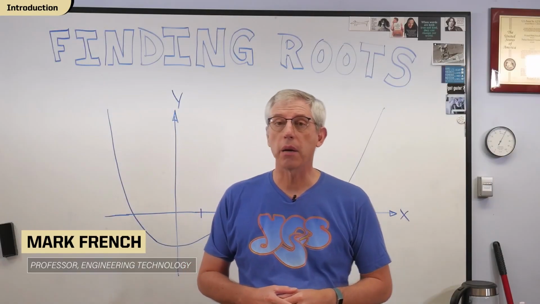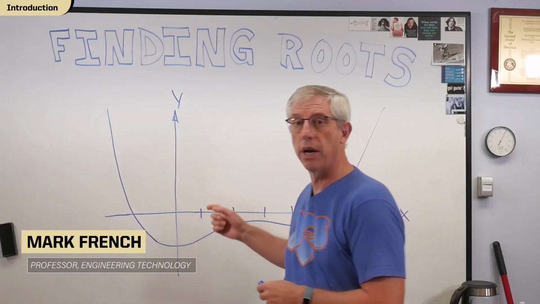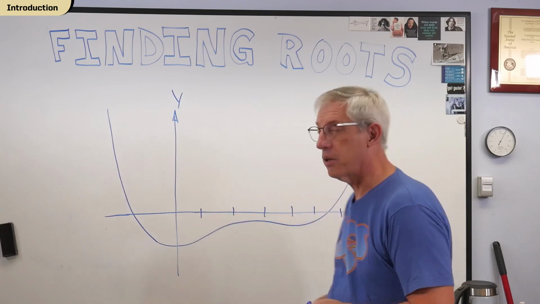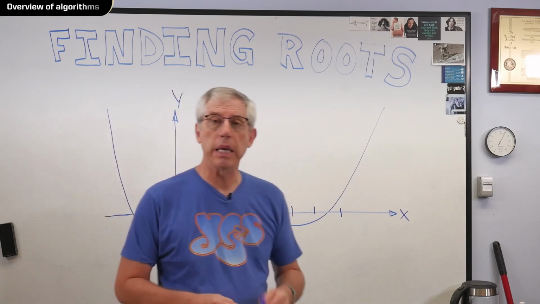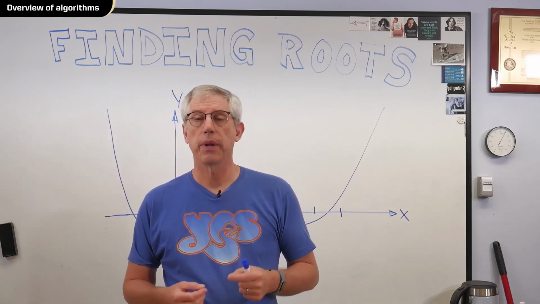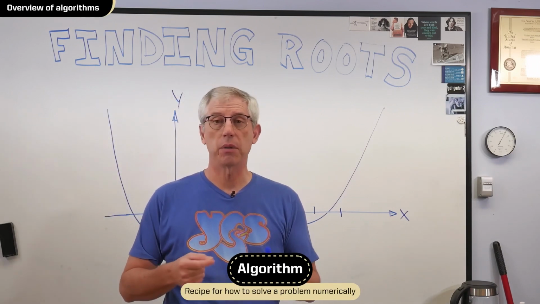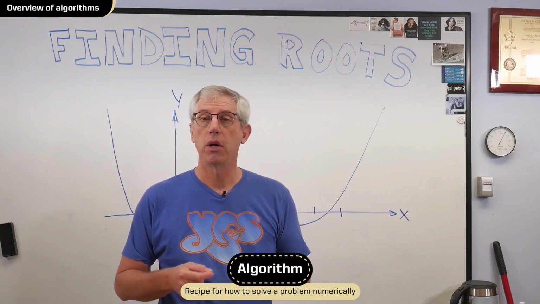Okay, here we are back at my board, and I've got the function sketched out here. I've also got some tick marks on the x-axis. I'll get out of my way so you can see them here. And what we need right now is an algorithm. Now, an algorithm is basically a recipe for how to solve a problem numerically.